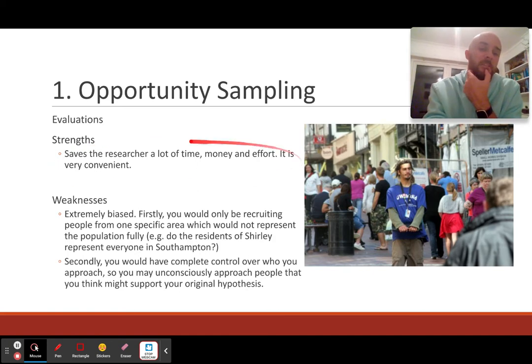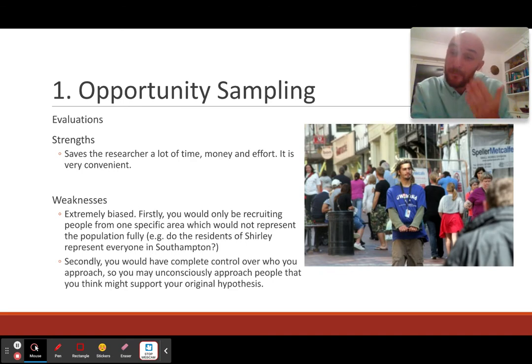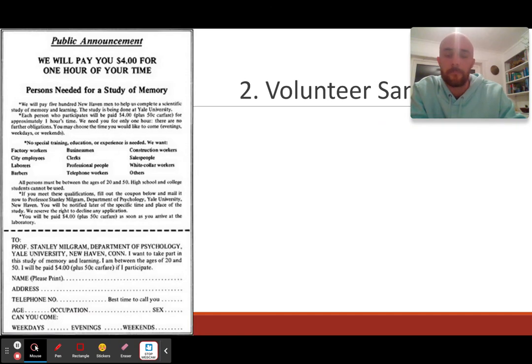It does save the researcher a lot of time, effort, and money, if you ignore the fact that it does take a long time to actually get the participants. It's quite proactive, I guess you could say. You're getting out there, trying to recruit a lot of people in your own time and money. But like I say, it's incredibly biased, and you're going to be unconsciously approaching people who you feel will support your original hypothesis. So there are, in my opinion, more weaknesses than strengths for this one.